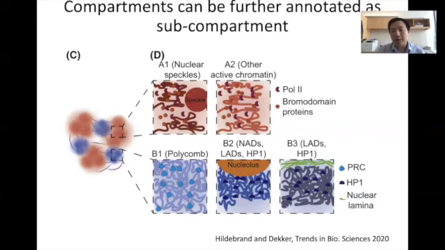Again, further dissecting the genome into different compartments is still an actively studied field. And there's still space for you guys to do some damage in that field as well.